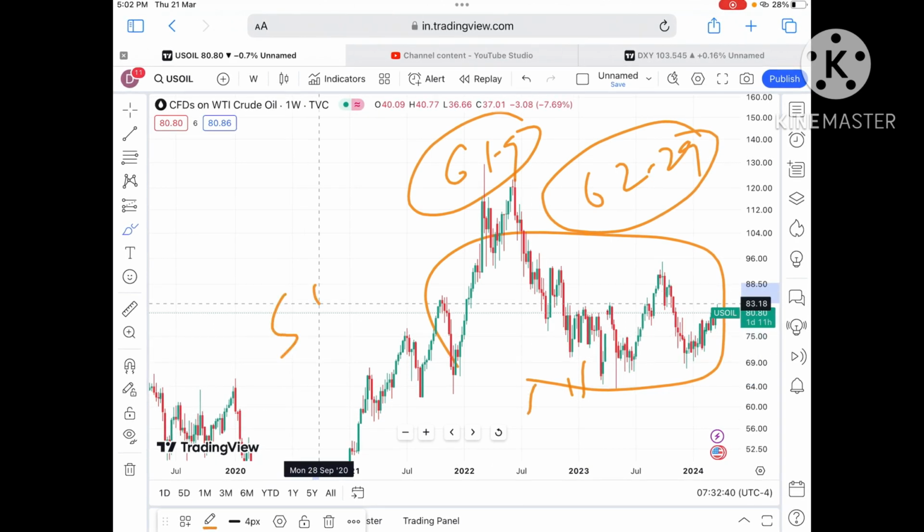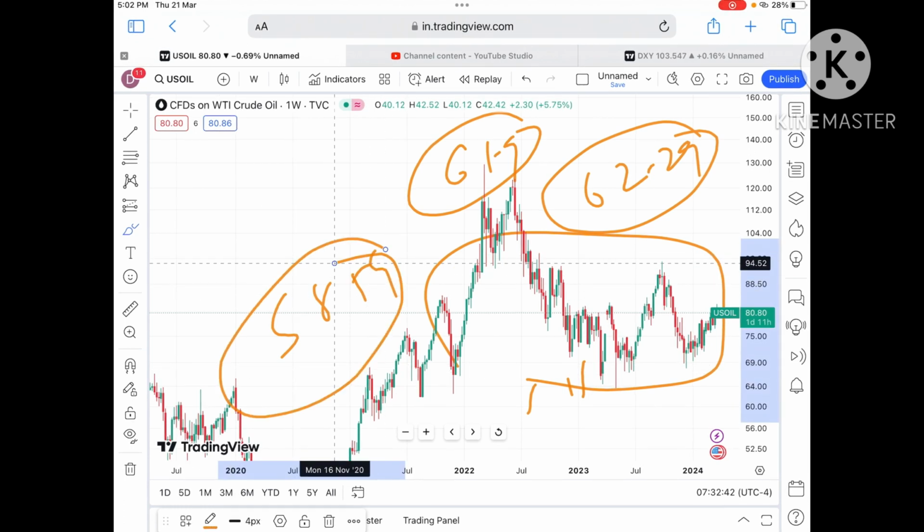Okay, chances can be very high that if the price starts falling below 61.9, it will touch a level of 58.59, and then further we can see.